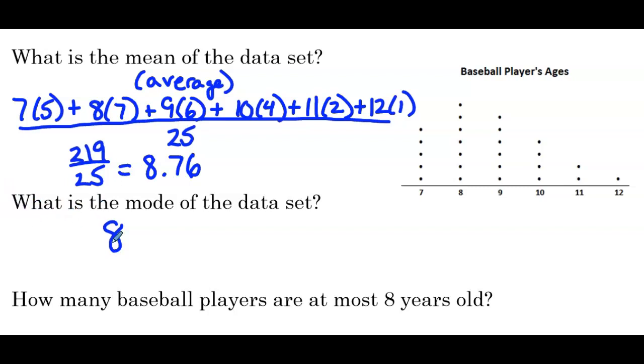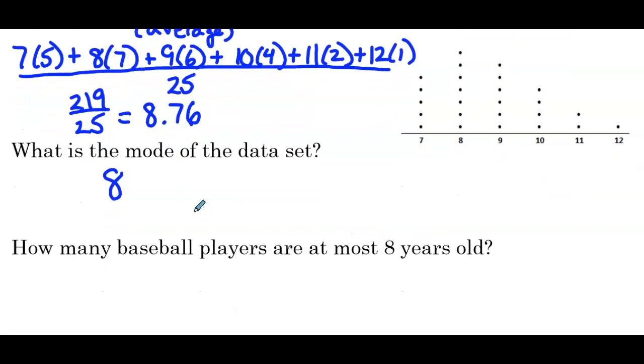How many baseball players are at most 8 years old? Okay, so at most 8 years old, so they could be 7 or they could be 8. So we have 5 players that are 7, and we have 7 players that are 8. So we have 12 players that are at most 8 years old in this data set.